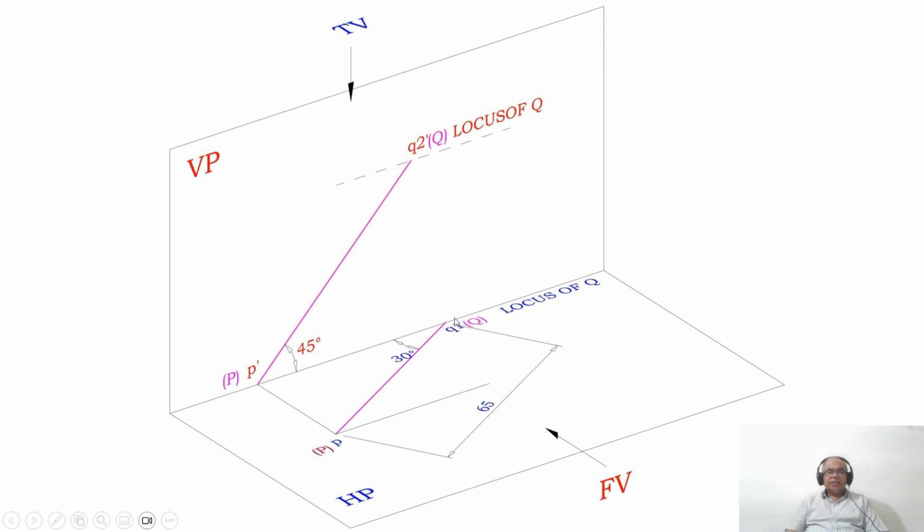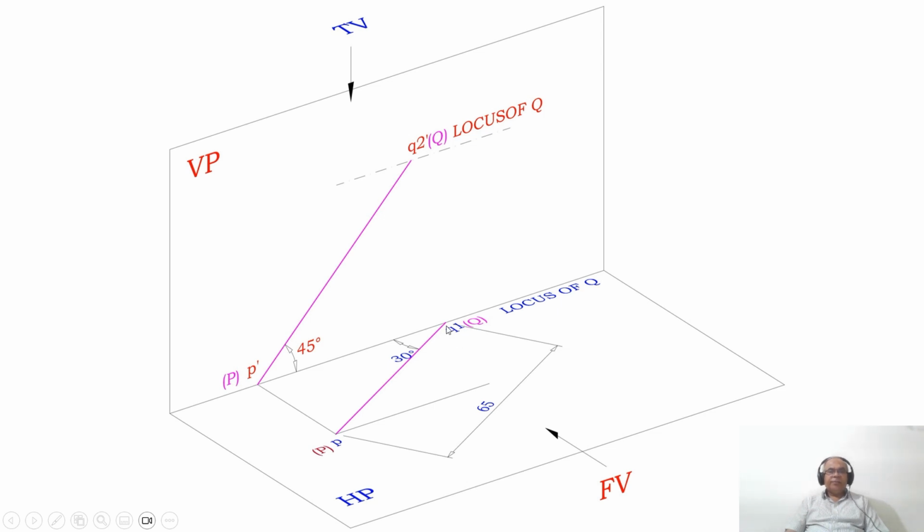Because if you take the second position as this, then what happens? You have to select a point in such a manner that the length is 65 and this angle should be 30, and this point where it cuts should also lie on the same line with respect to P dash. So this is a little bit difficult and practically impossible. That is the reason why we need to start from the top view. That is the reason why I have given this as Q1, not as Q2.